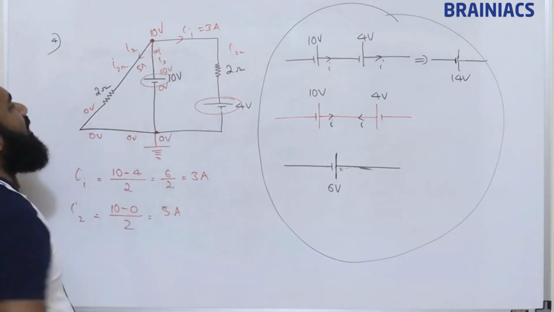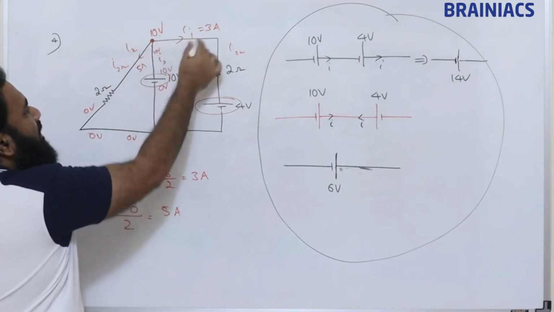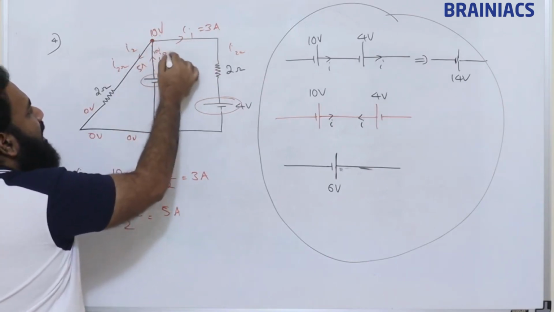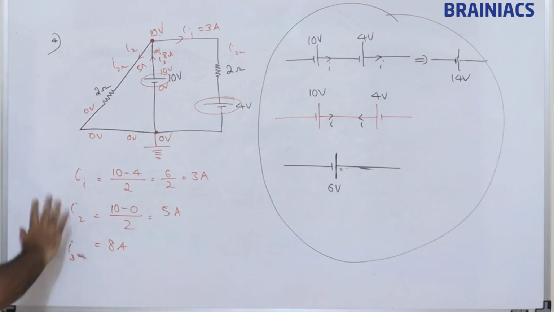I took this as leaving current. So if 5 ampere is leaving like this, then 8 ampere must enter like this. So we can take this I3 as 8 ampere. Clear? Okay, so note it down.